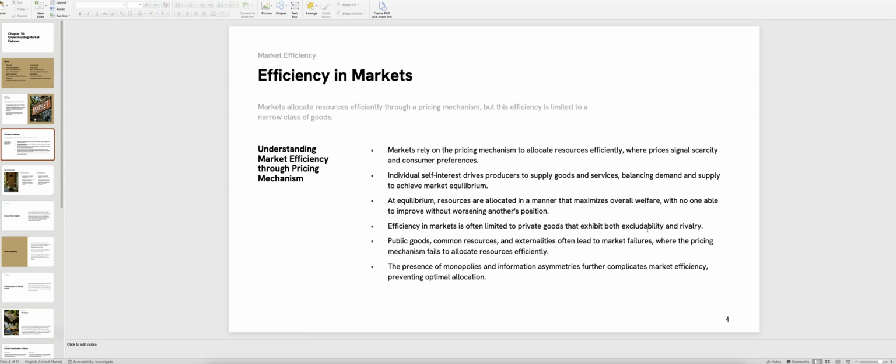Rivalry means that my use reduces or diminishes your use, right? So if I buy a can of soda, then me drinking it means that you can't drink the same thing. Every drop that I drink is one less drop that you can drink.